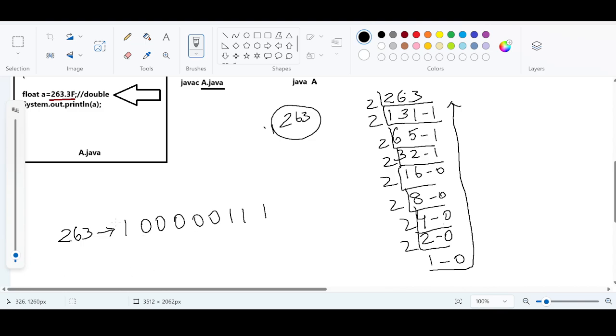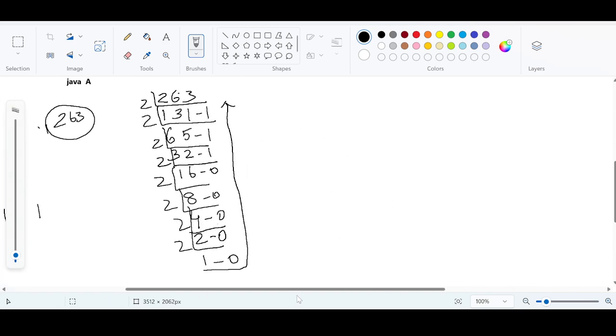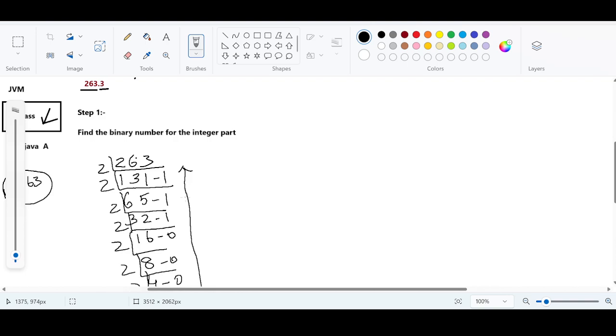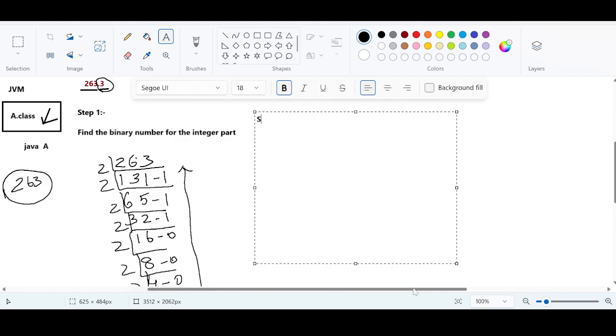If you see, there is a fractional part as well, right? What is the fractional part? You have 0.3. To find the equivalent binary number for the fractional part, this is step 2. Find the binary number for the fractional part.